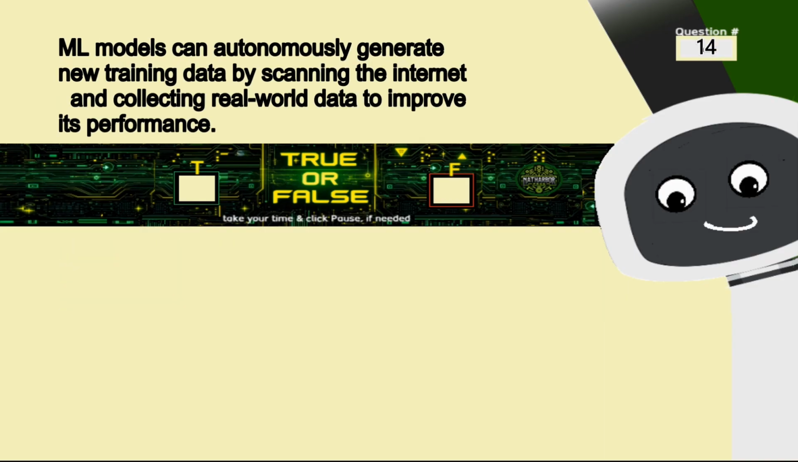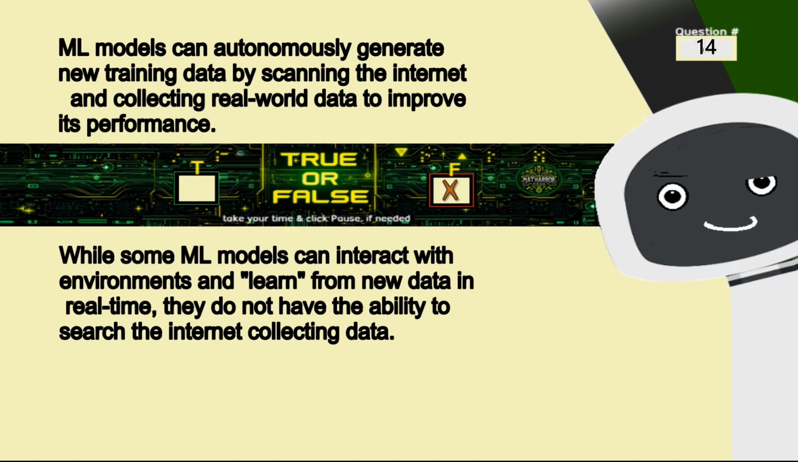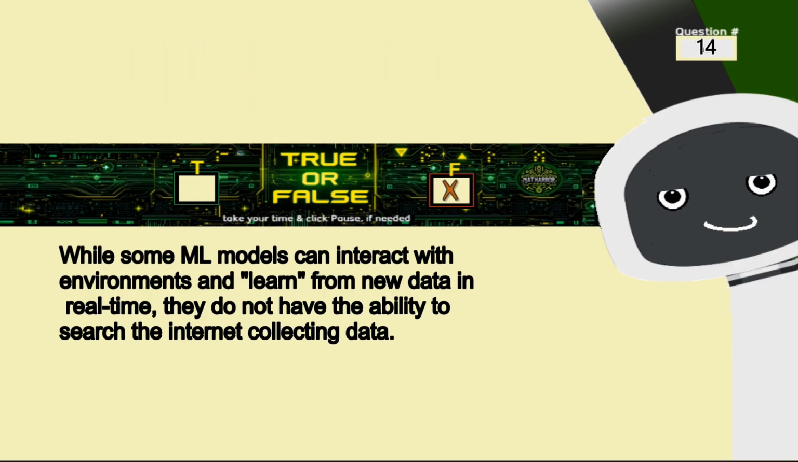True or false? Machine learning models can autonomously generate new data by scanning the internet and collecting real-world data to improve its performance. That's false and far from being true. While some models, particularly in reinforcement learning, can interact with environments and learn from new data in real time, they don't have the ability to autonomously search the internet or collect data.